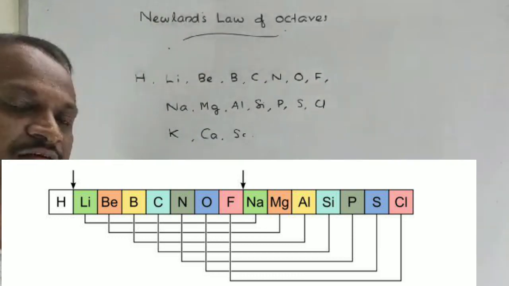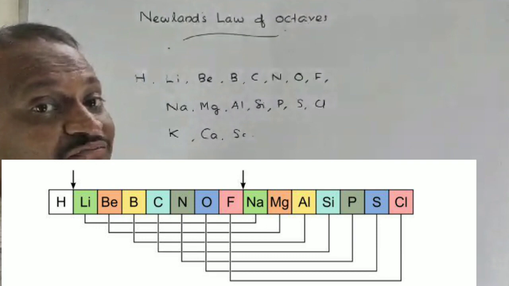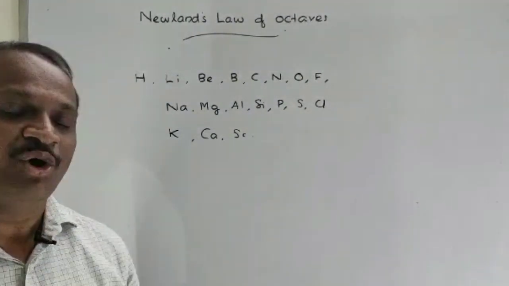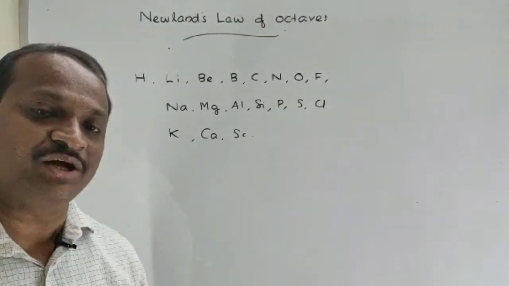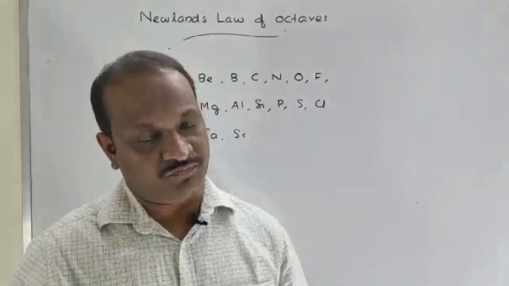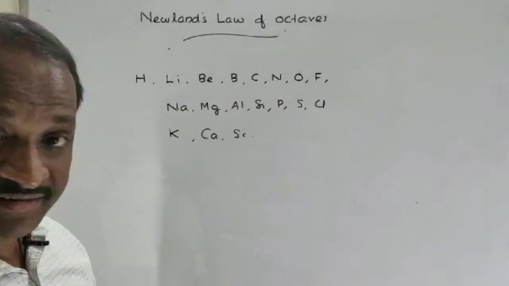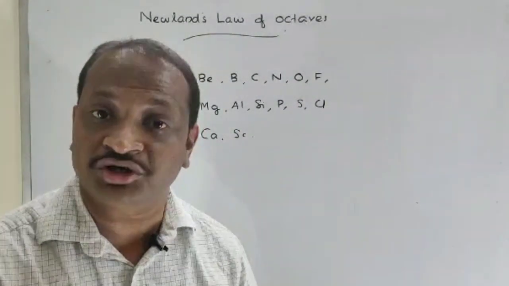So this is the concept introduced by Newlands. But what's the drawback of this concept? It is applicable only to lighter elements, or we can say only up to the elements with atomic number 20. So these are the two important concepts we need to know. First one, I have told you, Dobereiner's triads, and the second concept, Newlands' Law of Octaves.